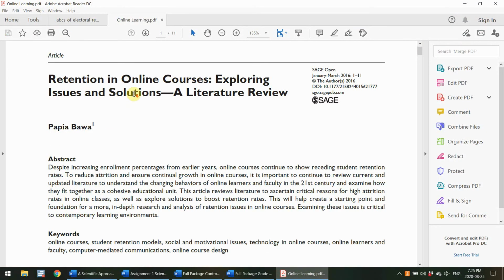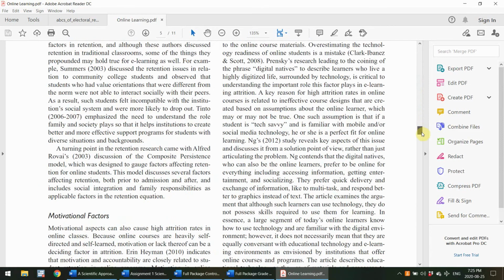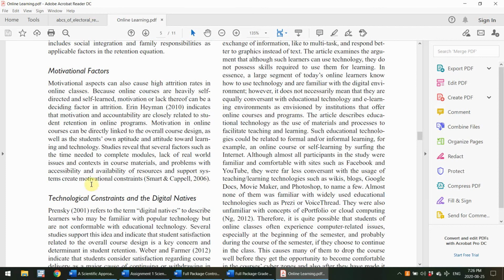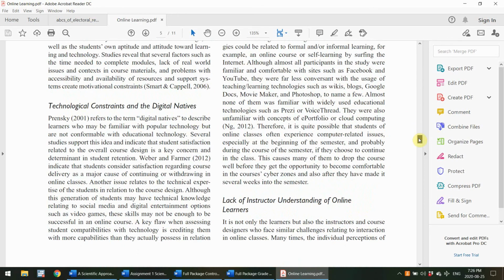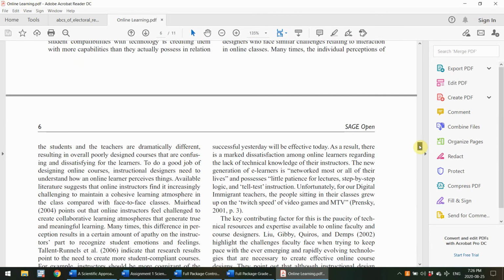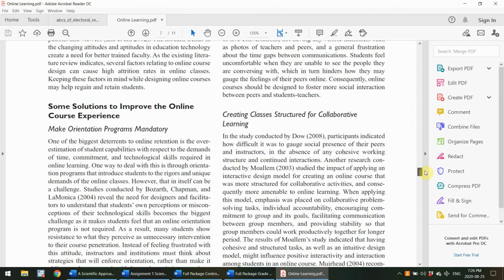I might read a number of different journal articles to get a sense. Here's a really good literature review about retention in online courses. And I'd look at some of the reasons. So I would read this and I would see, okay, there's motivation, because people seem less motivated, so they decide not to keep up with the work. They might have technological constraints, so they can't figure out the technology. The instructor might do a really poor job at encouraging and motivating online learners. So there's a whole bunch of different reasons.